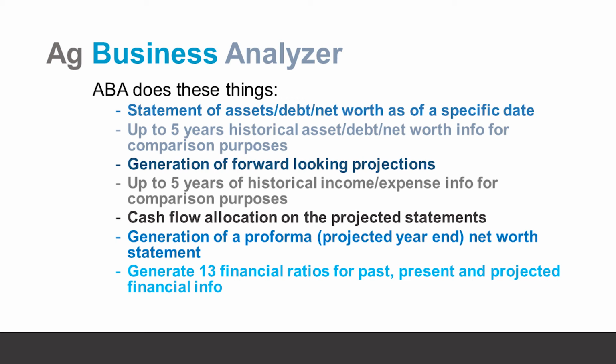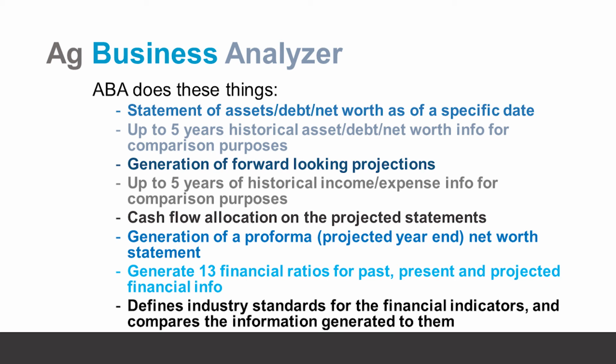From the information provided as well, the ABA program generates 13 financial ratios and indicators. If historical information is provided, it generates them for the past periods as well. Finally, the program defines industry standards for the financial ratios and indicators and compares the results generated to those standards.